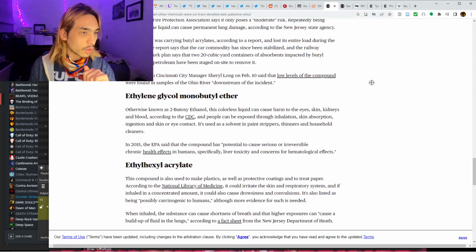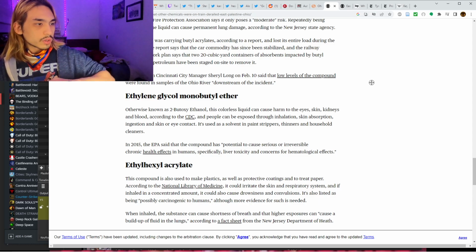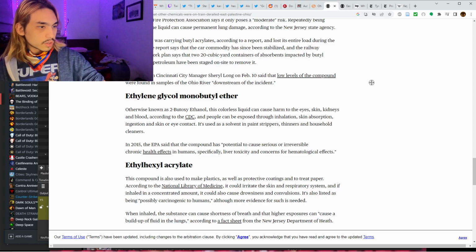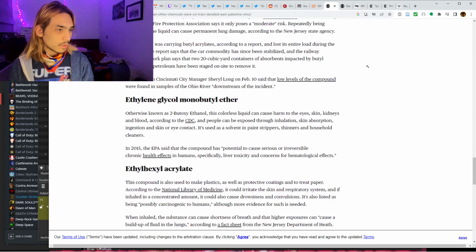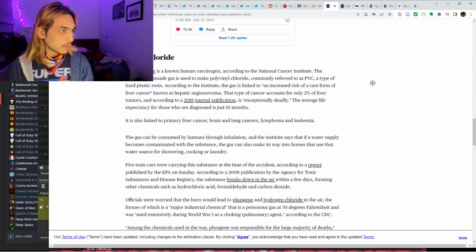Colorless liquid can harm eyes, skin, kidneys, blood. Inhalation, skin absorption, ingestion, or skin and eye contact. A solvent in paste strippers. Which, yeah, very toxic.